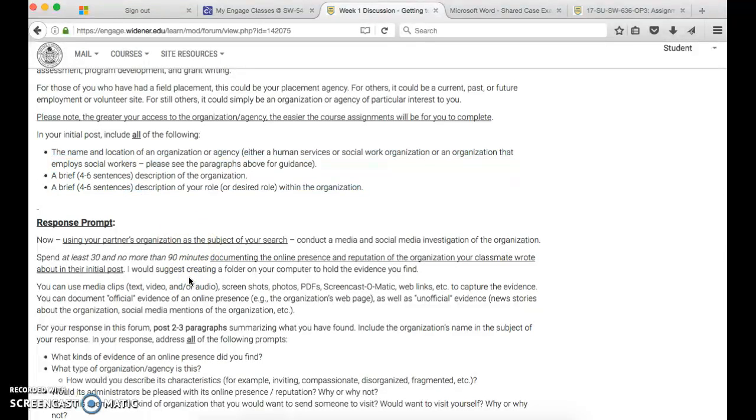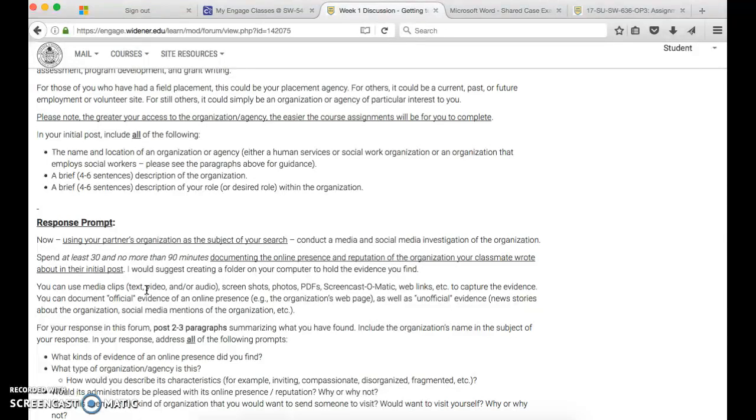For the response post, you'll be using your partner's organization as the subject of your research, and you're going to conduct a media and social media investigation of the organization and be responding to that research that you've done. So you'll be spending at least 30 minutes, but not more than an hour and a half, documenting the online presence and the reputation of the organization that your partner has chosen to write about in their initial post.